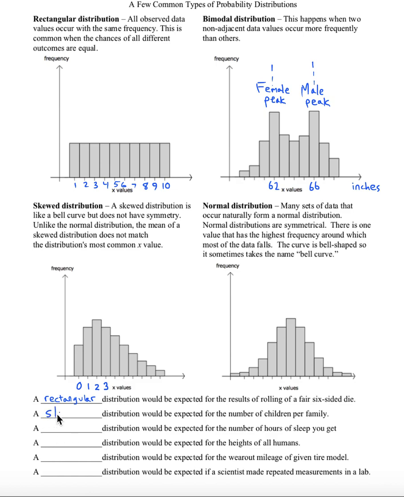A skewed distribution is expected for the number of children per family. How about the number of hours of sleep a person gets? Now, we're not talking about just one night here. We're talking about a large number of nights and keep track of what happened. Now, some nights you don't get a lot of sleep. Maybe you got to get up early in the morning. But other nights you may sleep in and get a lot of hours of sleep. But most of the time you get a similar number of hours. And so this would actually follow a normal distribution. That would be the bell-shaped curve.